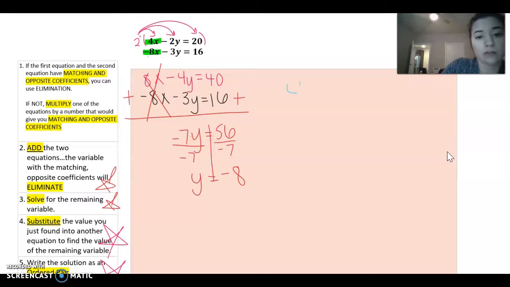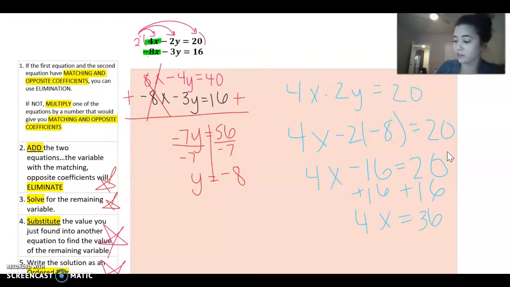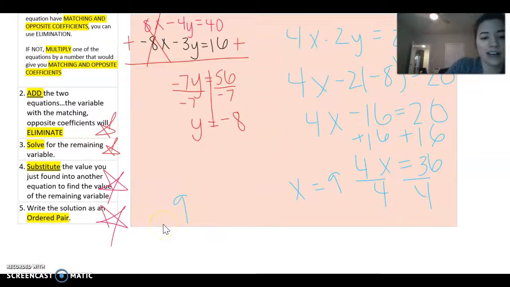All right, so we have 4x minus 2y equals 20. Plug in that negative 8. And we get 4x plus 16. We get 4x equals 36. And then we end by dividing by 4. And we get x equals 9. So your ordered pair is 9, negative 8.